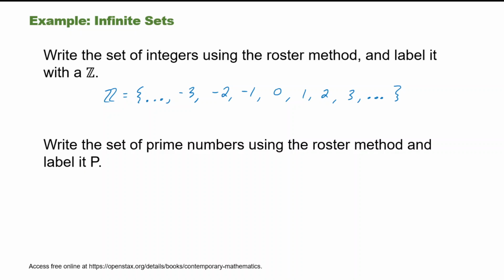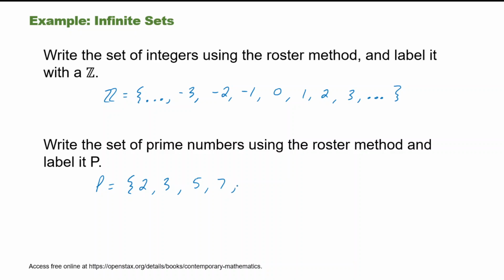Part 2 here, write the set of prime numbers using the roster method and label it P. So we'll start with P equals brace. Now the first prime number is 2. All right, 3 is also a prime number. Remember, these are numbers that are greater than 1 and only have 2 divisors, 1 and themselves. So 4 is not prime, so I'm not going to include that here because it's divisible by 2. However, 5 is, 6 is not prime, but 7 is, comma.